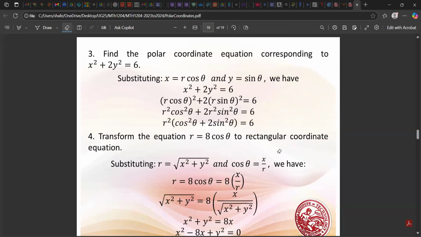Okay, so look, we're converting equations now, not just a point, but an equation, right? We're going to first convert an equation that we're familiar with, the x and y business, and now we're going to convert this to polar coordinate form, right? So we have x squared plus 2y squared equals 6. x squared plus 2y squared equals 6. How do we do that?